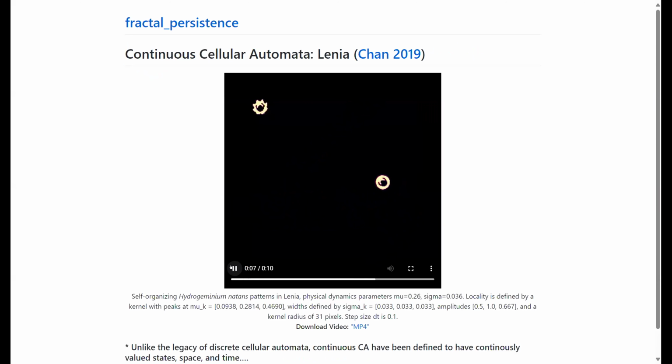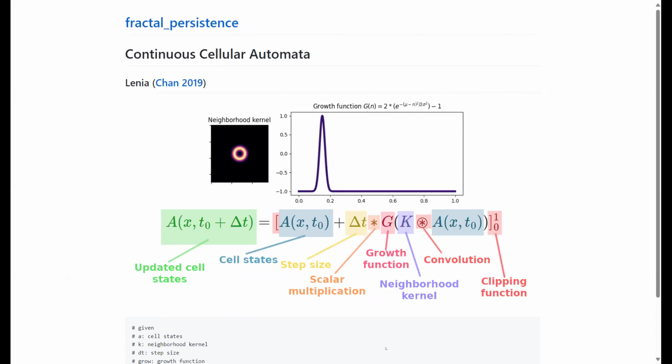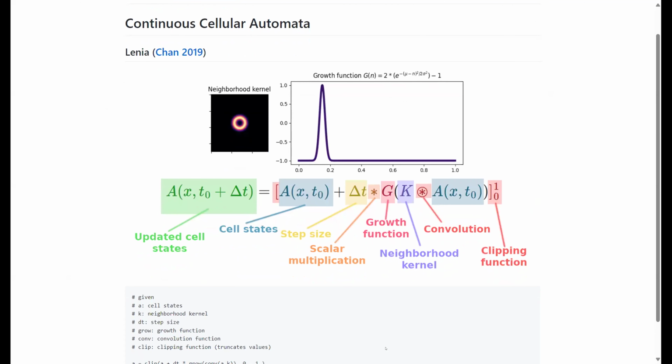So unlike the legacy of discrete cellular automata like Conway's Game of Life and the cellular automata in that family, the continuous CA are variously defined with continuous values, space and time. And many of you know about Lenia already, but I'll just briefly introduce how it works. You have some sense of locality, and you get that from convolution with a neighborhood kernel.